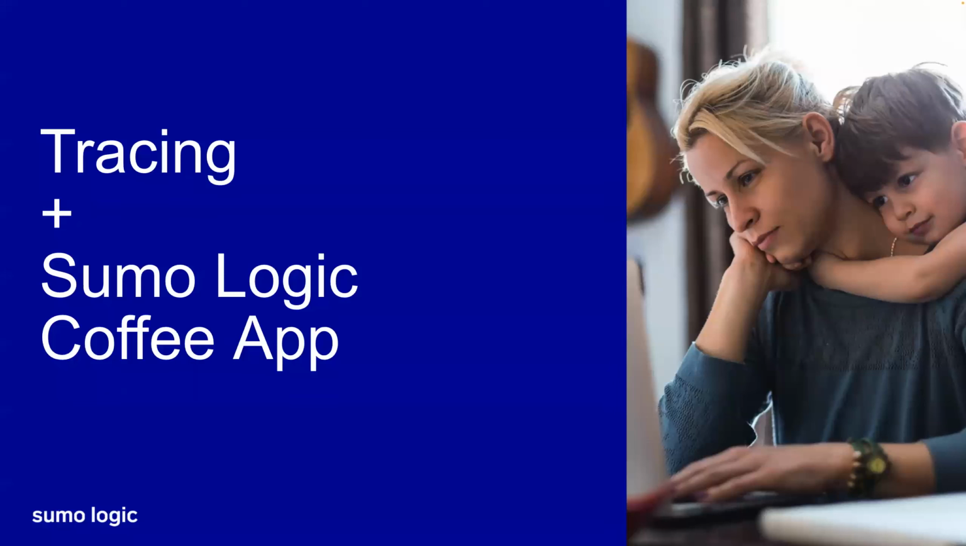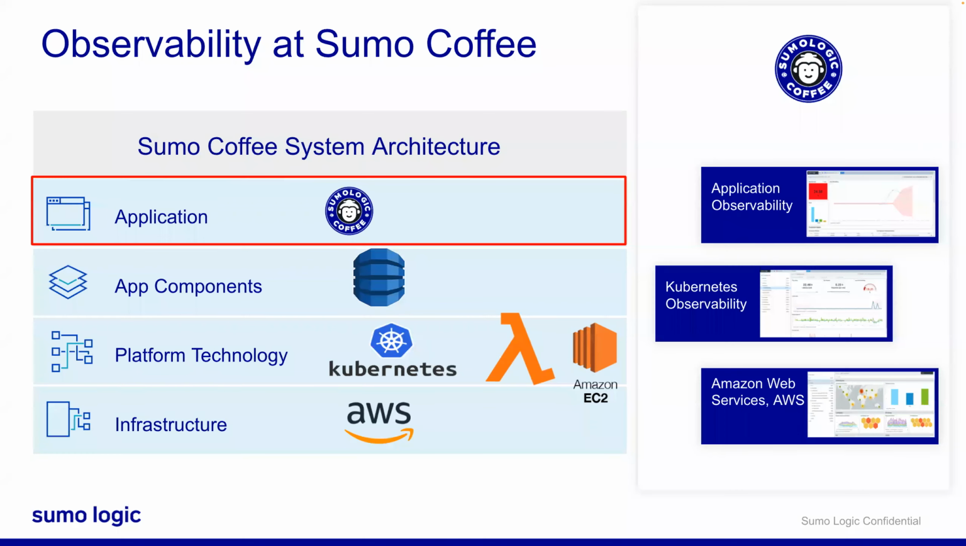I want to go over tracing and Sumo Logic Coffee app, so continuing with observability. Tracing is going to play a crucial role in tracking transactions of an app, particularly an app on a microservices-based architecture. So even a simple 3-tier application, and we're going to use Sumo Logic Coffee as our example, might require going through a load balancer, 2 servers, and a database. So there's going to be some layers there.